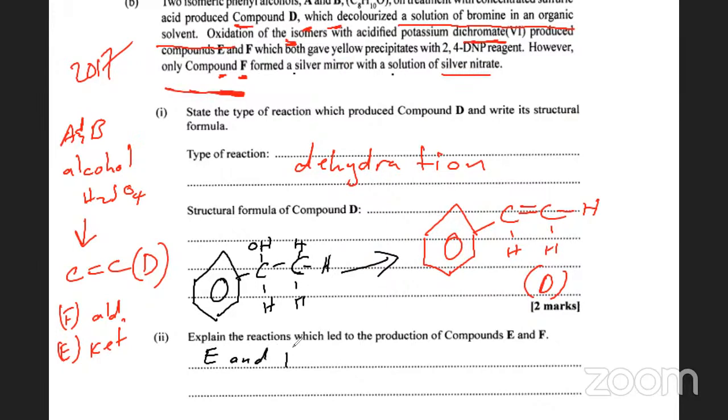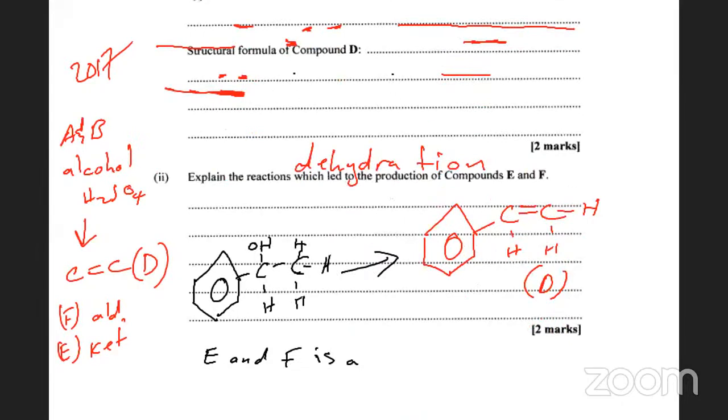E and F are aldehyde. E is the ketone, F is the aldehyde. E and F are ketone, or is a ketone, E and F is a ketone. Oh, no, I would need to. Yes, I'm going to erase this.